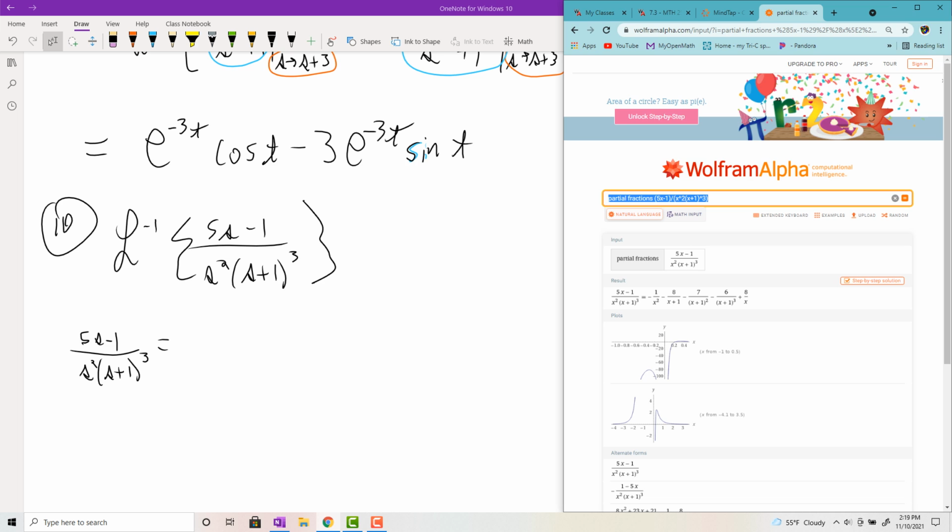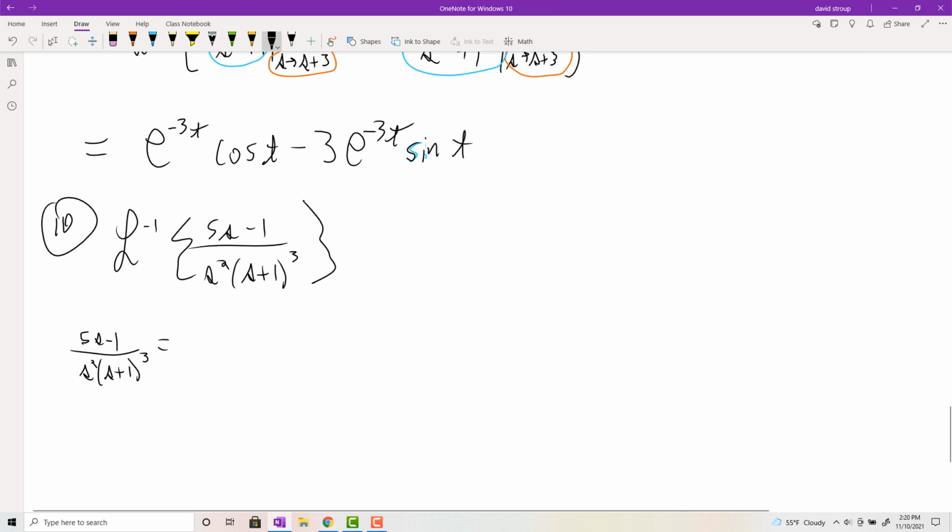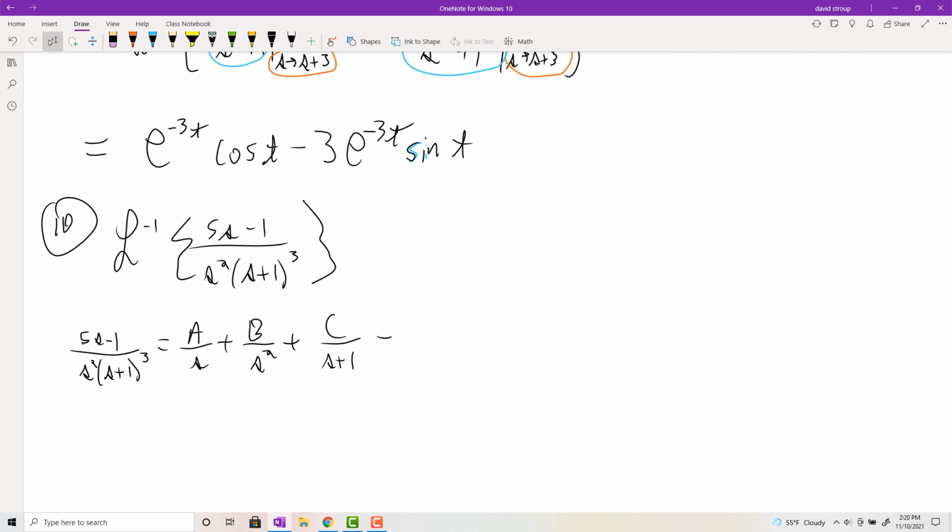I do have ways of checking my work, so I hope you do too. I mean, you got to do them by hand, but honestly, you're going to make mistakes, and if you don't have any friends to check your work, you should probably have a computer to check your work, right? So if you just type in partial fractions and then type in the fraction and hit enter, Wolfram will do your partial fraction for you. So you can see it right there. But I'm going to do it by hand. So anyways, I have a over s plus b all over s squared plus c all over s plus 1 plus d all over s plus 1 squared plus e all over s plus 1 cubed.